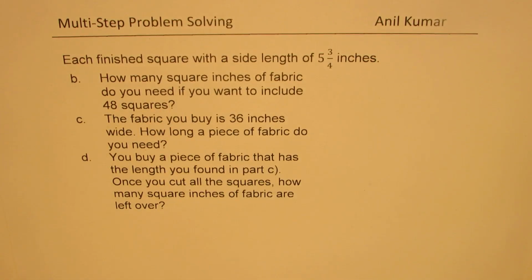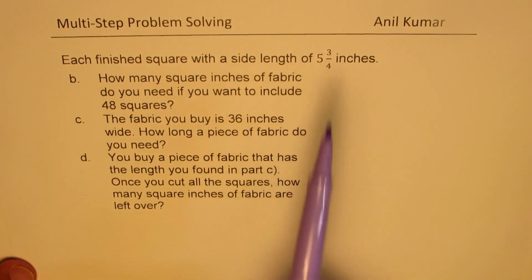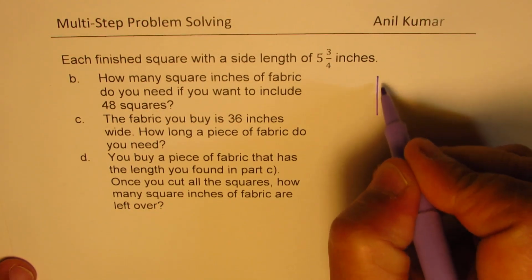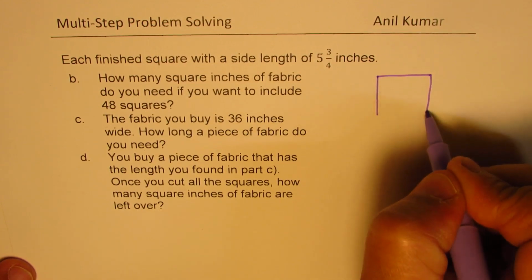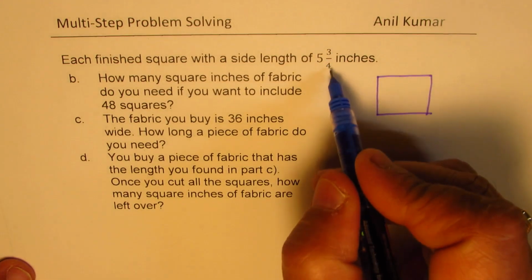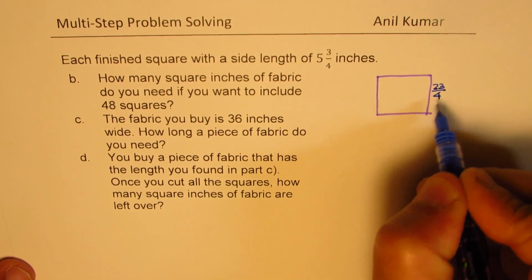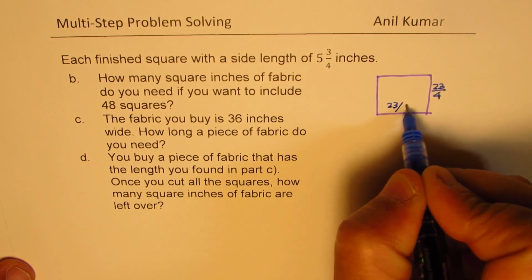So what we have learned here is that each finished square has a side length of 5 3/4, which is 23/4. So this is also 23/4.